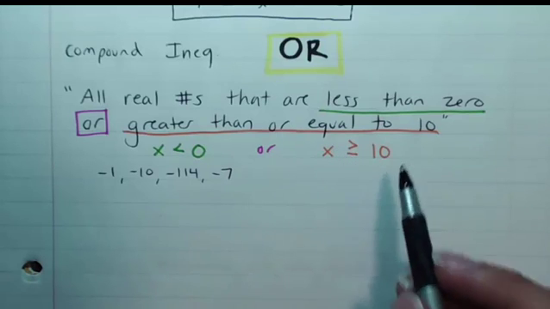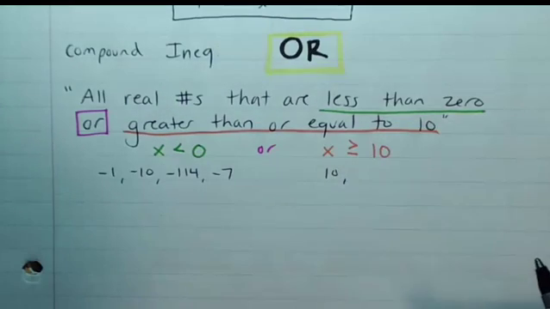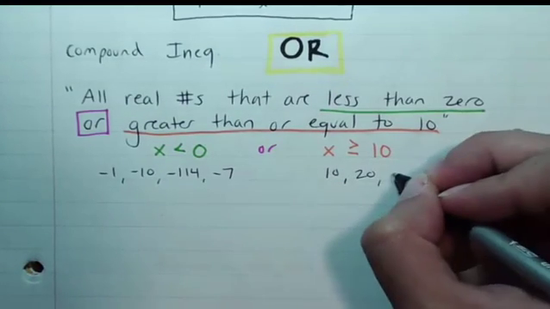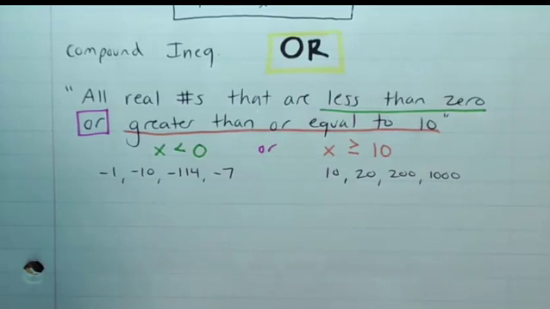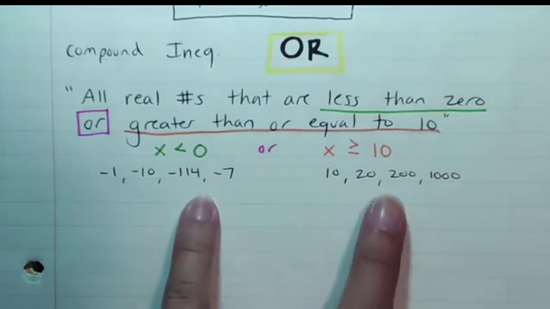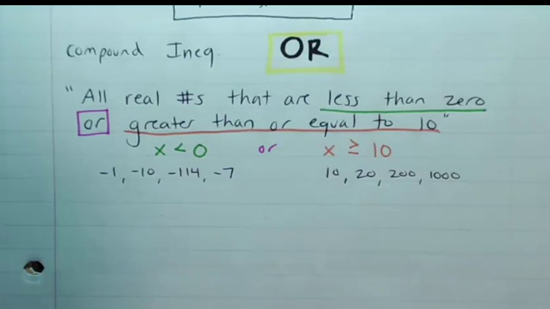What about possible solutions for this inequality? x is greater than or equal to 10. It could be 10 because it's equal to. It could be 20. It could be 200. It could be 1,000. Anything there. Now if I look at these two inequalities, do they share any of the same solutions? No, they don't.